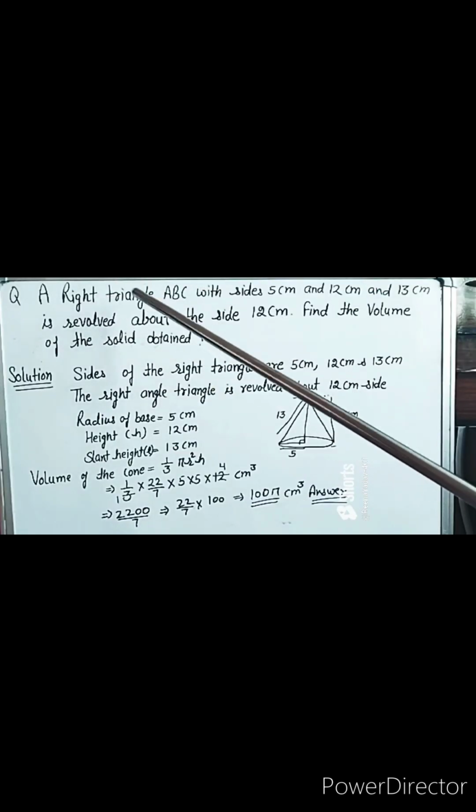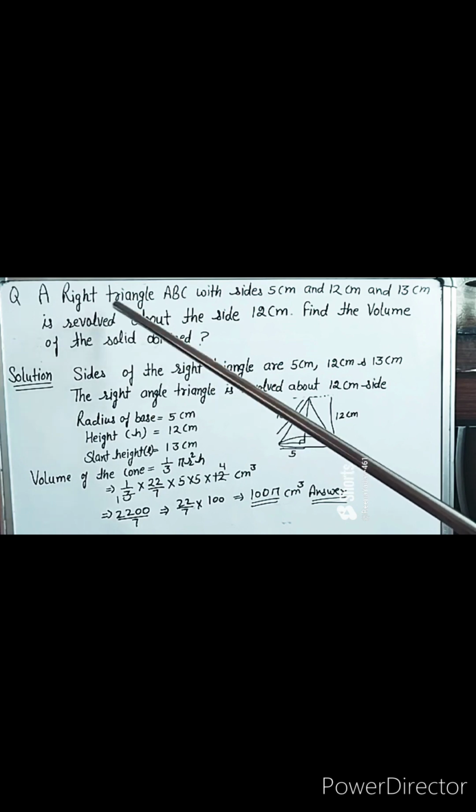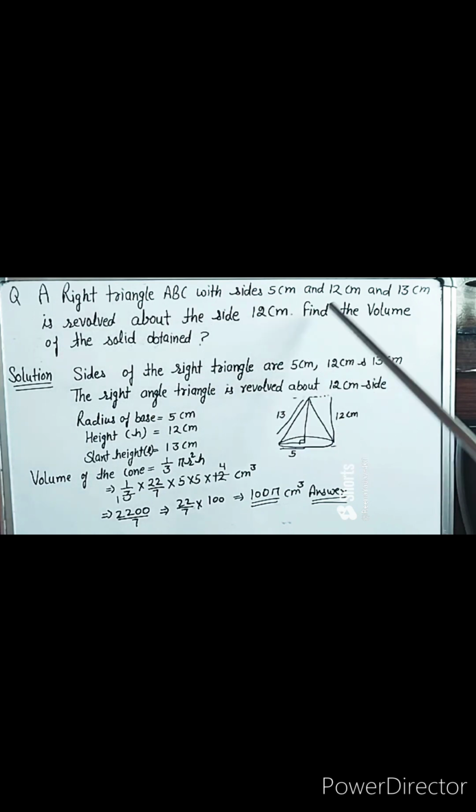A right triangle ABC with sides 5 centimeter, 12 centimeter and 13 centimeter is revolved about the side 12 centimeter. Find the volume of the solid obtained. First of all, we make the diagram. All the sides are given. Radius is 5 centimeter. So the sides of the right angle triangle are given.